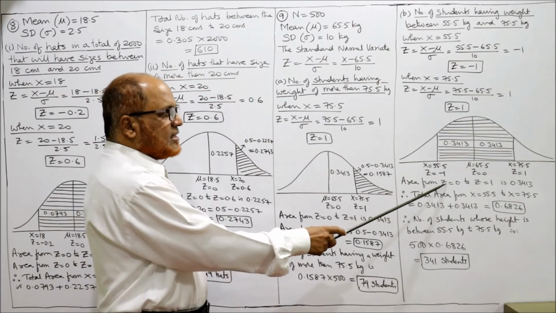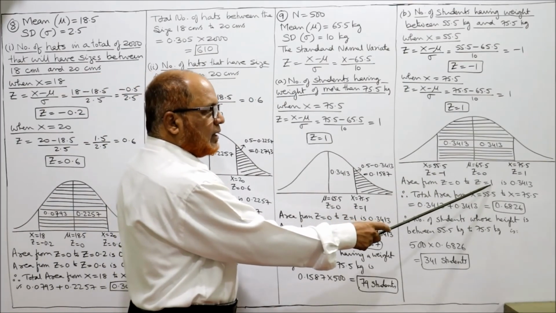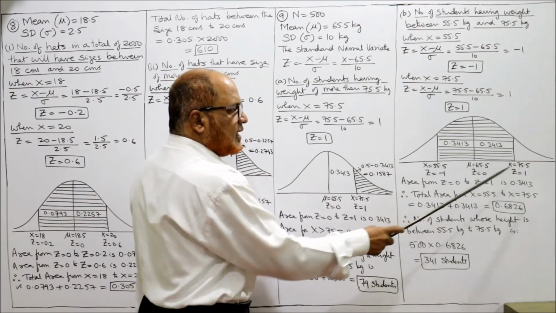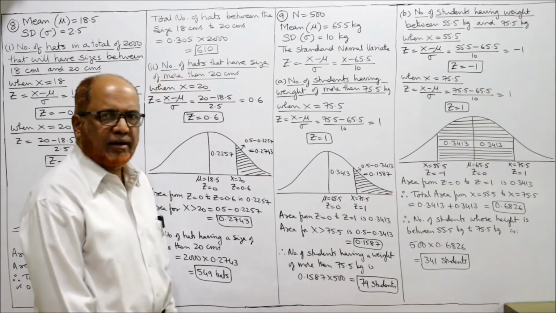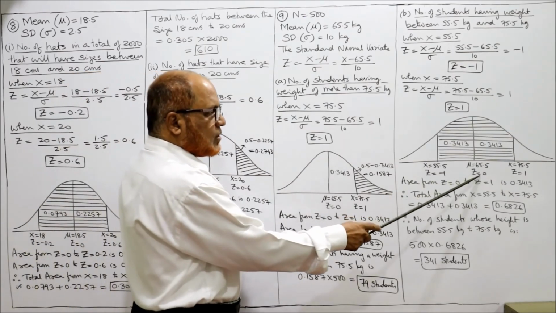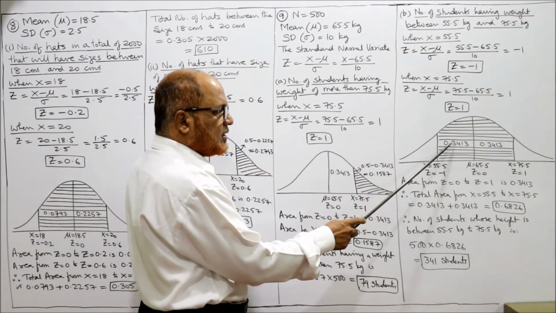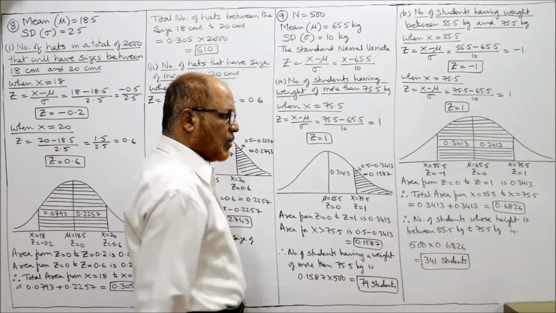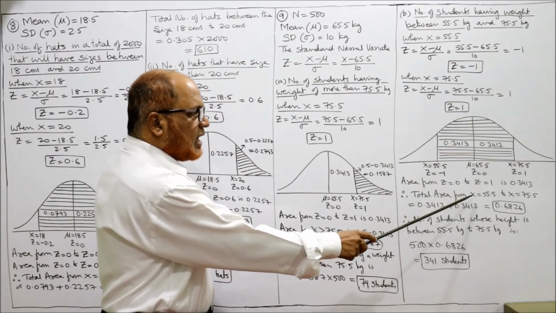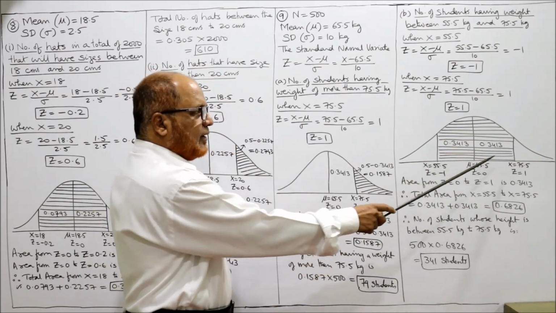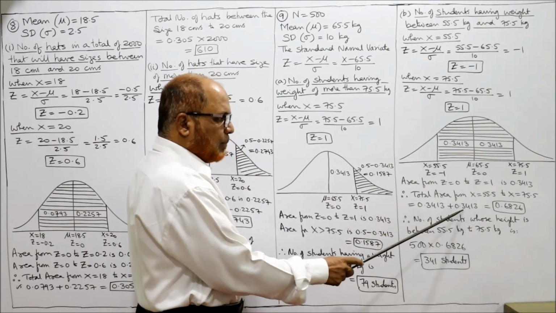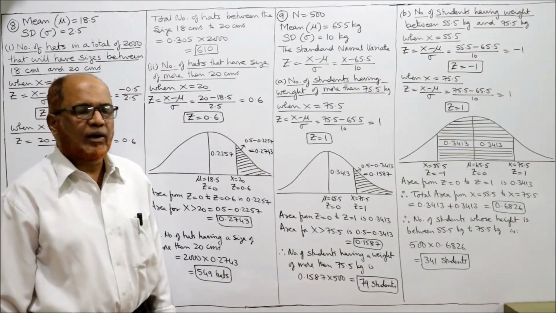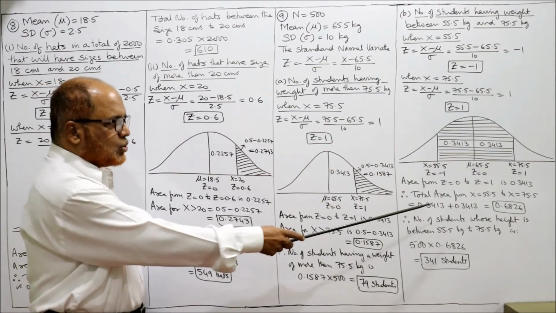Now area from z is equal to 0 to z is equal to 1 is 0.3413. Whether z is plus or minus, the area will remain positive. So from z is equal to minus 1 to 0 is also 0.3413. Therefore total area from x is equal to 55.5 to x is equal to 75.5 is 0.3413 plus 0.3413. We are going to get 0.6826.